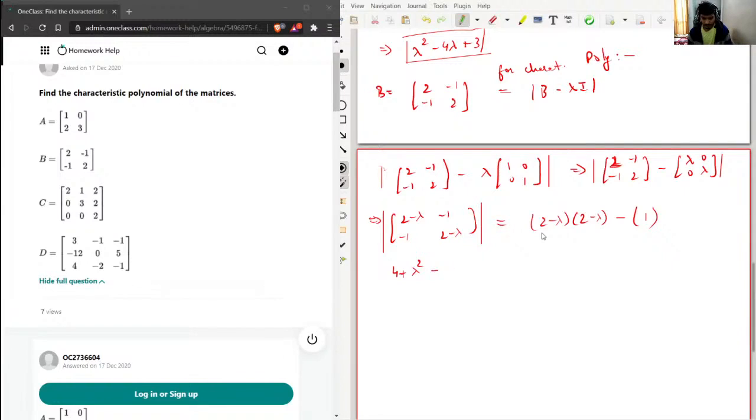This will be minus 2ab, since the identity is a square plus b square minus 2ab. So 2 times 2 into 2 is 4, and this will be lambda, and again we have a -1 here. So this will be lambda square minus 4 lambda plus 3.